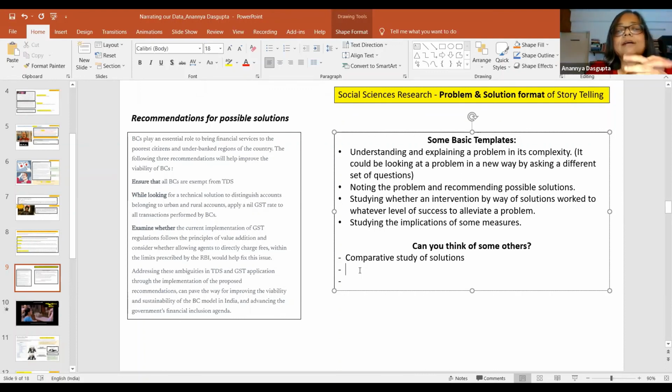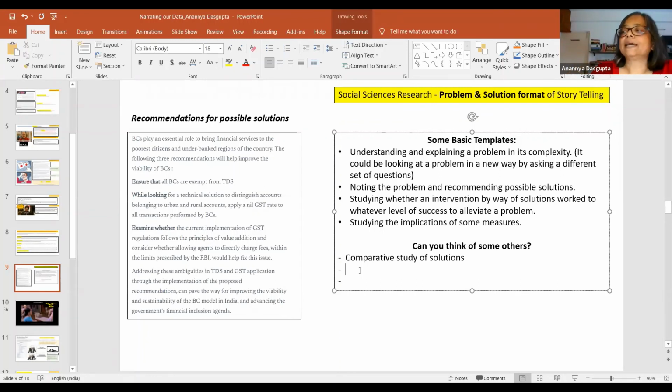Does that sound like a fair estimation, or a fair templating, of the work we do when we are doing research? The reason I'm stressing this is that if we understand it to be that, then how we narrate it becomes a little bit clearer.